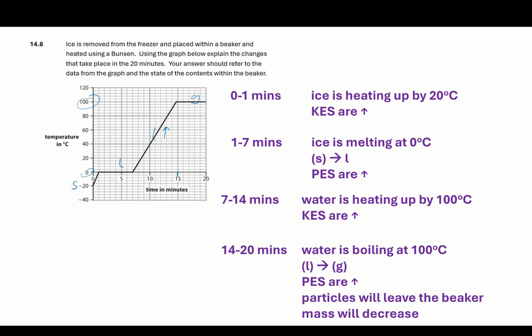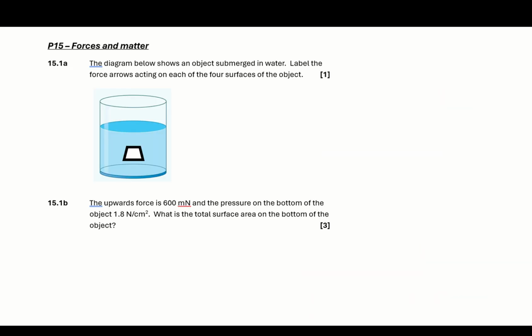And then the last part, between 14 to 20 minutes, the water is boiling at 100 degrees C. This is its boiling point. A liquid is changing to its gas. The potential energy stores are increasing. I'm moving particles further away from each other. They're going off into the air. And then eventually particles will leave the beaker, so the mass will go down inside the beaker. And that's that done.